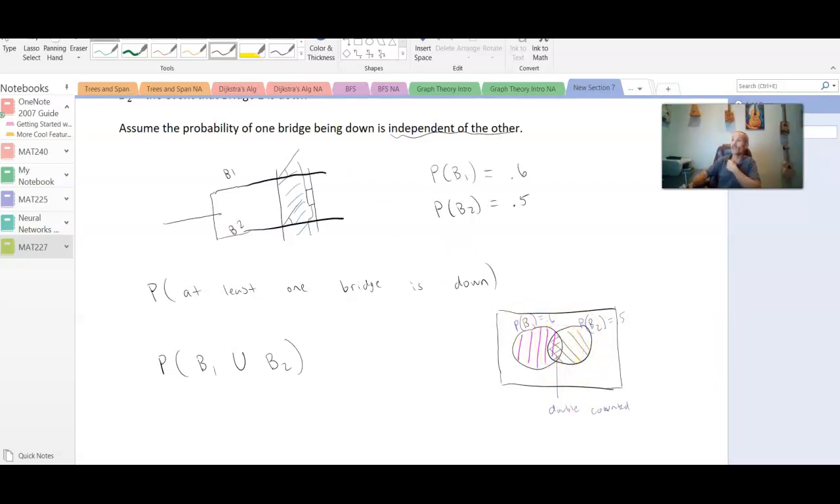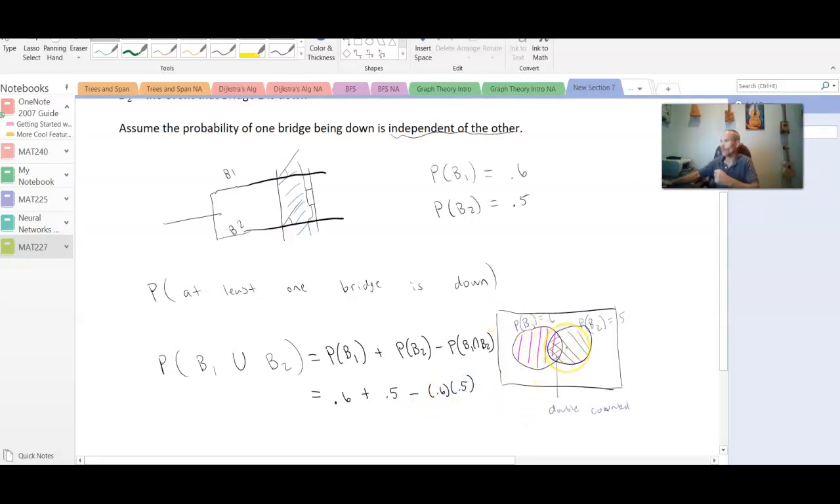So to handle the fact that that got double counted, we're going to take the probability of bridge 1 and add it to the probability of bridge 2, but we're going to subtract away the percentage of times that bridge 1 and bridge 2 are both down. Since these are independent events, that's just going to be the product of the two probabilities. So 0.6 plus 0.5 minus 0.6 times 0.5. Again, we're just removing one of those shadings.